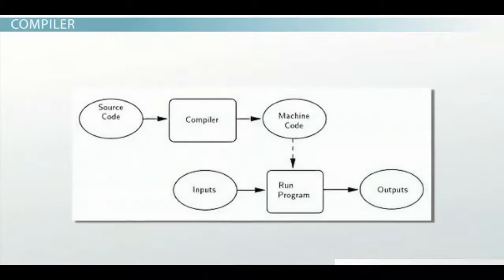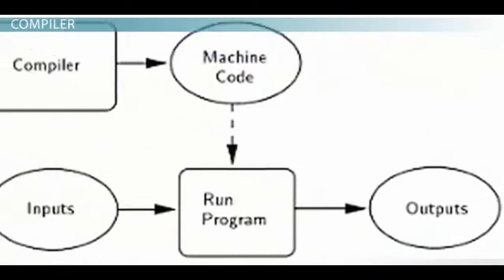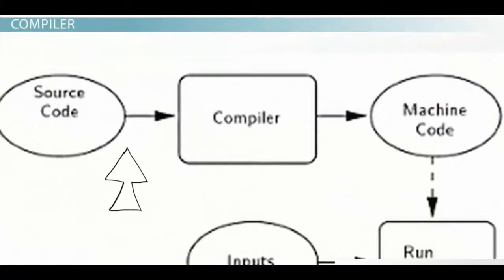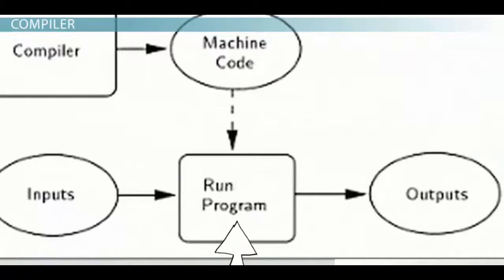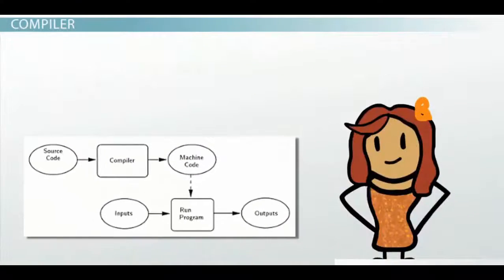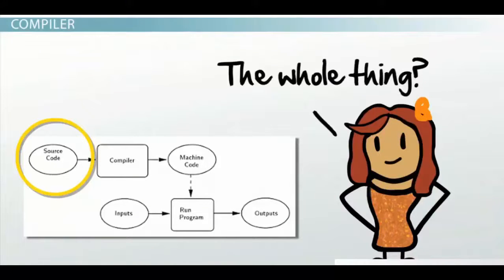A typical computer program processes some type of input data to produce output data. The compiler is used to translate source code into machine code or compiled code. This does not yet use any of the input data. When the compiled code is executed, referred to as running the program, it processes the input data to produce the desired output. When using a compiler, the entire source code needs to be compiled before the program can be executed.